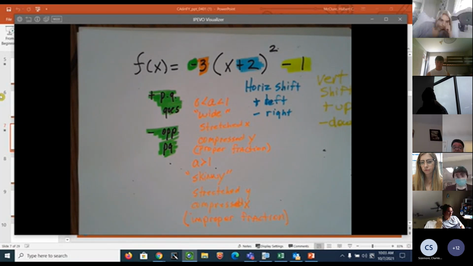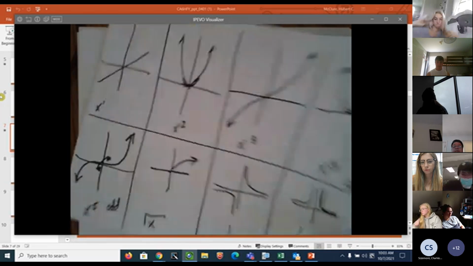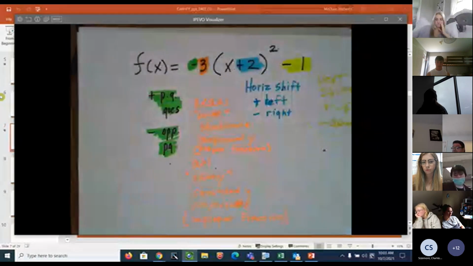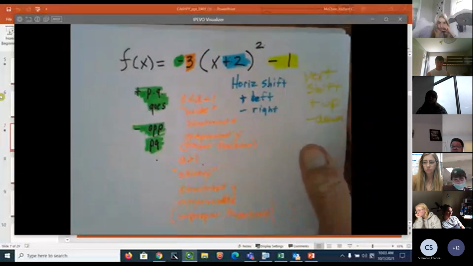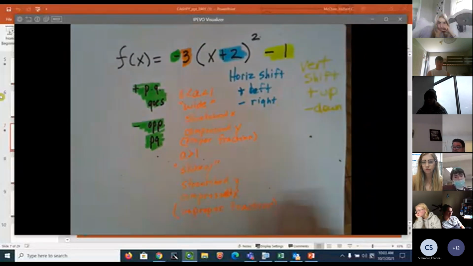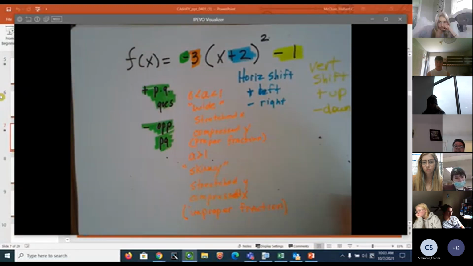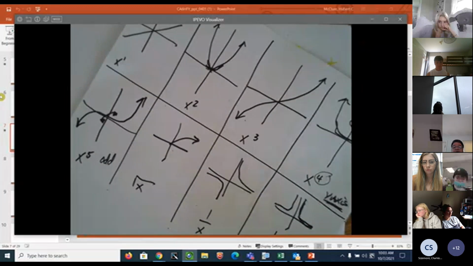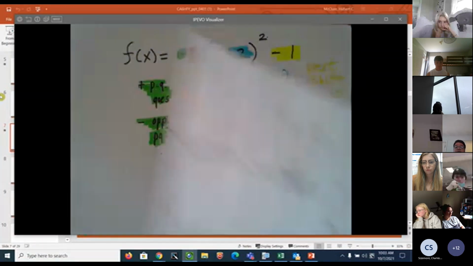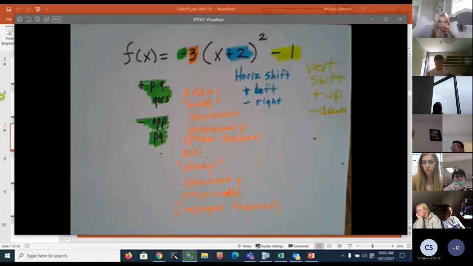Now, the only thing you need for this part of the test is your parent graphs and that. That's it. There's not really much math that needs to be done. Parent graphs that two of you printed out, and that.